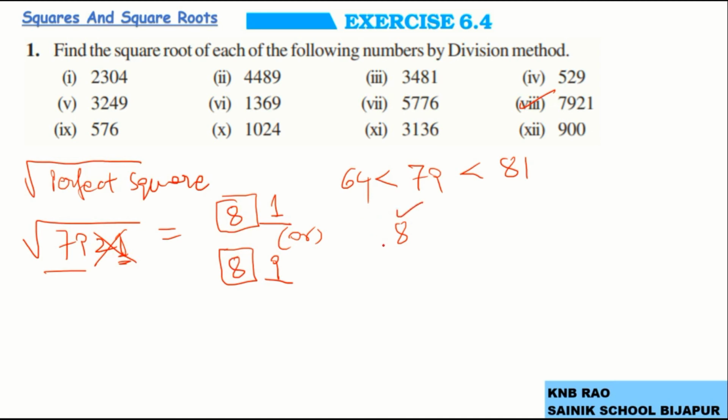Now which one is the right one? Now we need to identify. To identify that, I told this way. Is 79 closer to 64 or closer to 81? See here, 15 is the difference between 64 and 79, whereas the difference between 79 and 81 is just 2. So obviously 89 is the right answer. Square root of 7921 is 89.